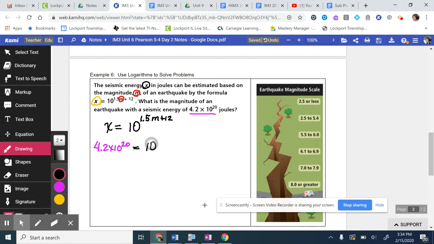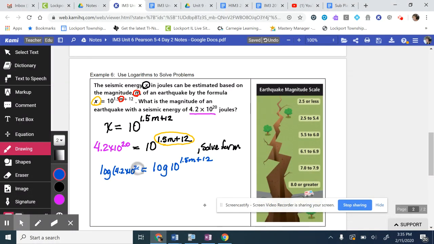And that's equivalent to 10 to the 1.5 M plus 12. And what we want to do is solve for M, the magnitude. And we notice that it's in an exponent, and the base on the exponent is 10. So this is where we're going to use our common log. We know that when the bases match, we're just going to write down our exponent.